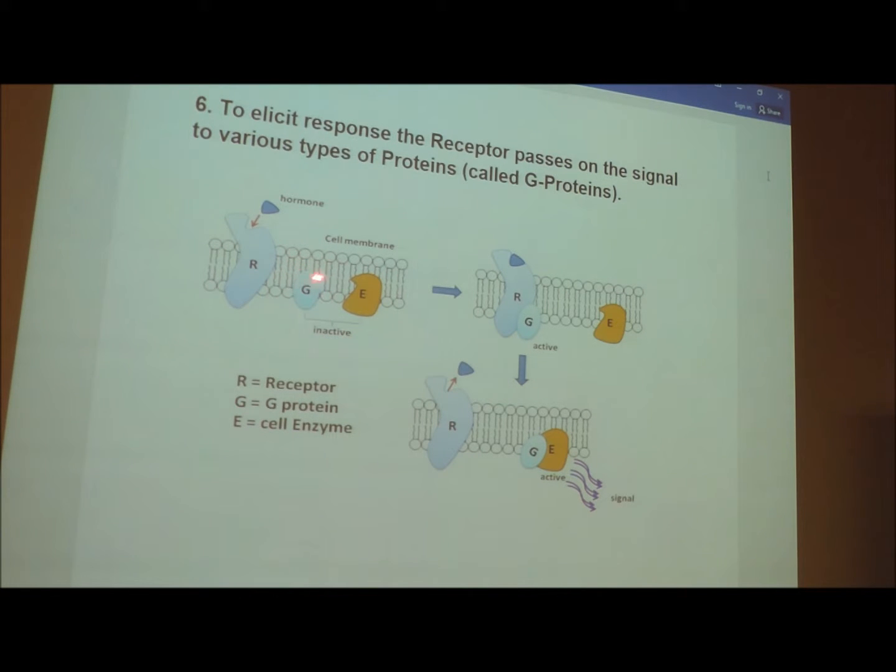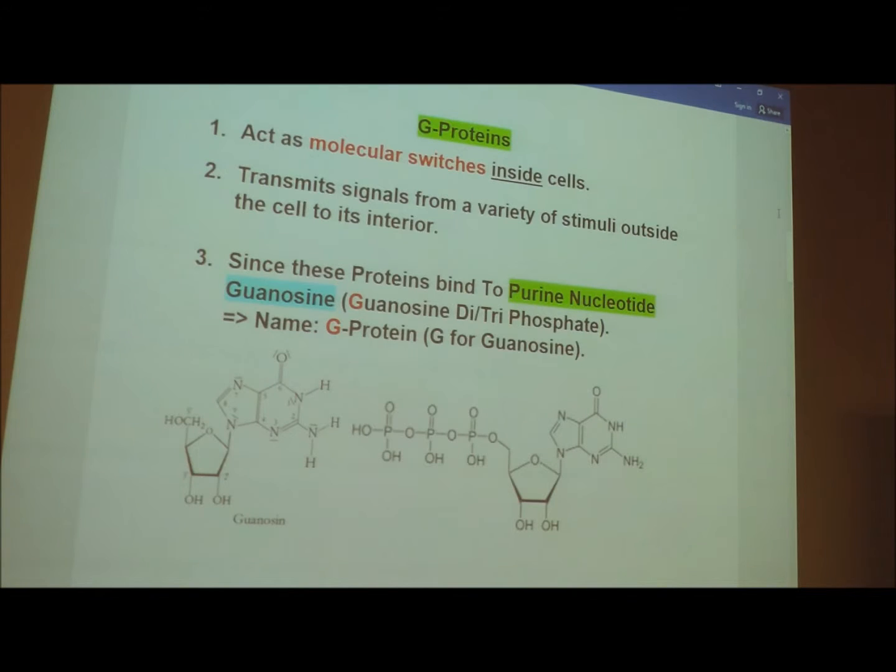Let's take a look at the G-protein. It's present partially inside the membrane and partially within the cell. And of course, that is working on, in this case, an enzyme, which happens to be another protein present within the membrane. Let's talk about what G-proteins are for cell signaling. It acts as a molecular switch inside the cell. It transmits the signal from a variety of stimuli outside the cell to its interior.